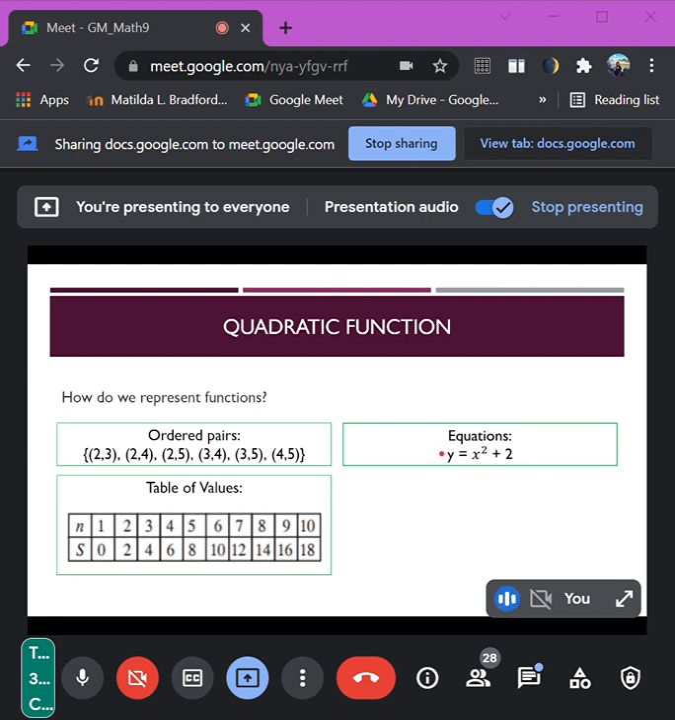So, class, that is y is equal to x squared plus 2. The y there is represented as f of x. So f, then parentheses, then x, then parentheses. So in this case, if it is written like this, you can see that that is a quadratic function. Okay?